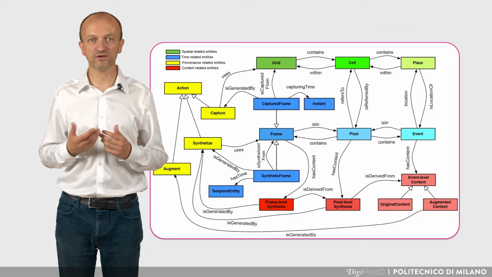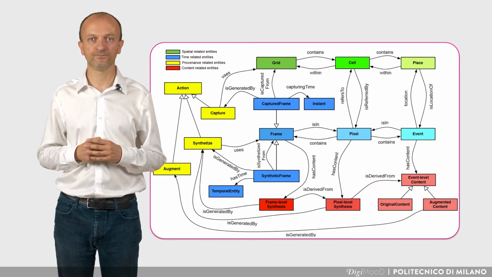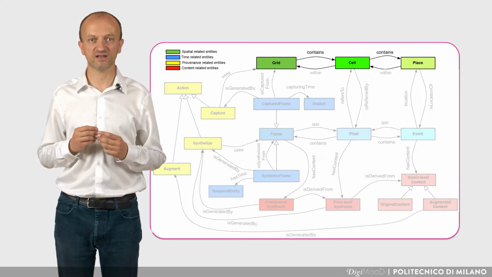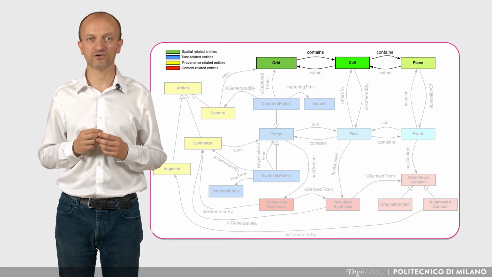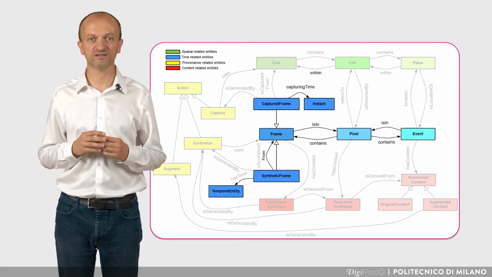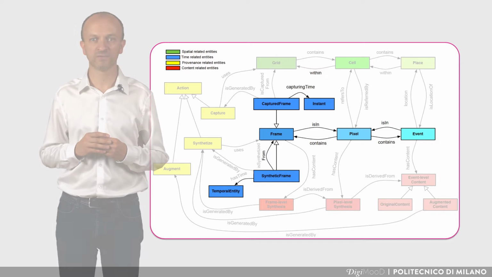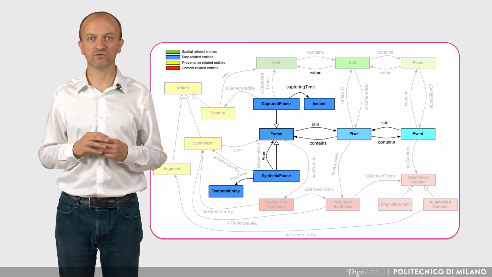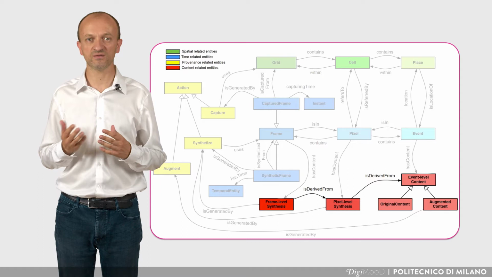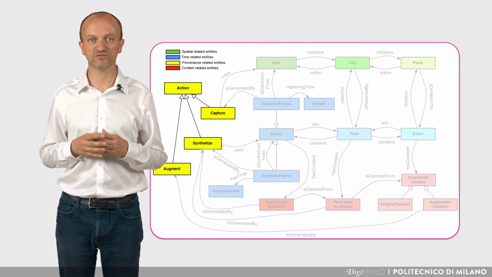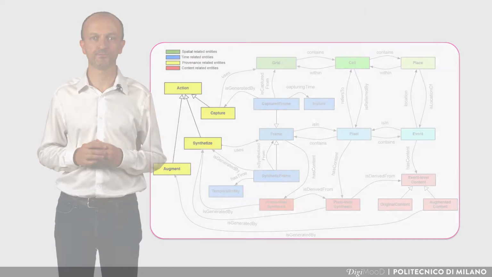All this can be encoded in a conceptual model like this, which represents all relevant dimensions and entities in the analysis. The spatial aspects like place, cell, grid are shown in green, and the temporal aspects like events, pixels, frames that represent the evolution of the grid in time are represented in blue. Furthermore, you should also integrate the actual content related to these dimensions, in red here, with metadata describing the provenance of the data itself, in yellow.